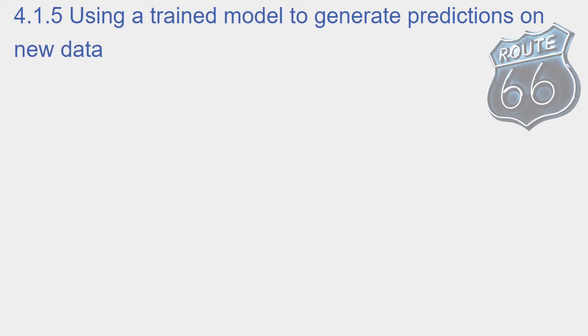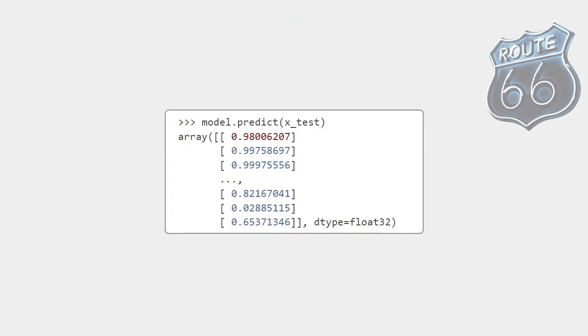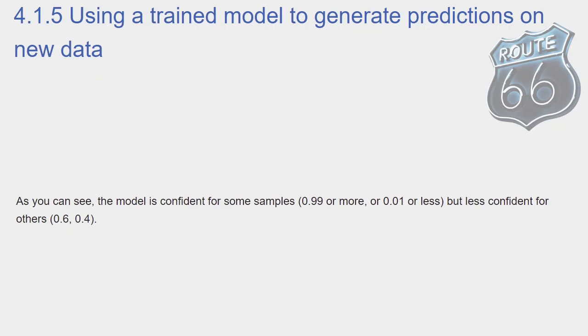Section 4.1.5. Using a trained model to generate predictions on new data. After having trained a model, you'll want to use it in a practical setting. You can generate the likelihood of reviews being positive by using the predict method, as you learned in Chapter 3. As you can see, the model is confident for some samples, 0.99 or more, or 0.01 or less, but less confident for others, 0.6, 0.4.